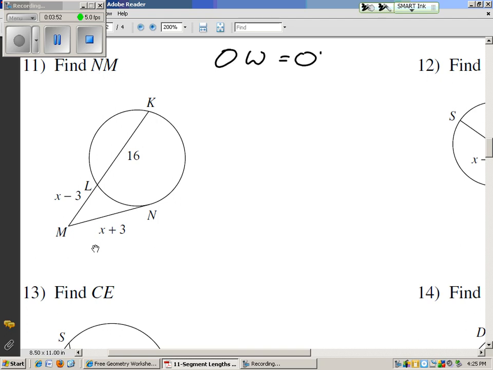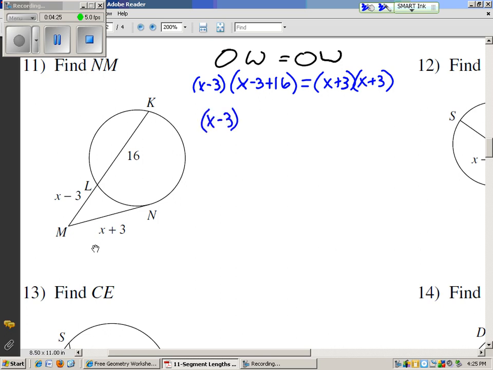Whole times outside equals whole times outside. And what you're going to find is that when you start working it, it actually gets easier after a moment. So first off, x minus 3 is the outside. The inside is x minus 3 plus 16. And then the outside of the tangent is x plus 3, but the whole thing is also x plus 3. So this is going to be x minus 3 times x plus 13 when I reduce that.